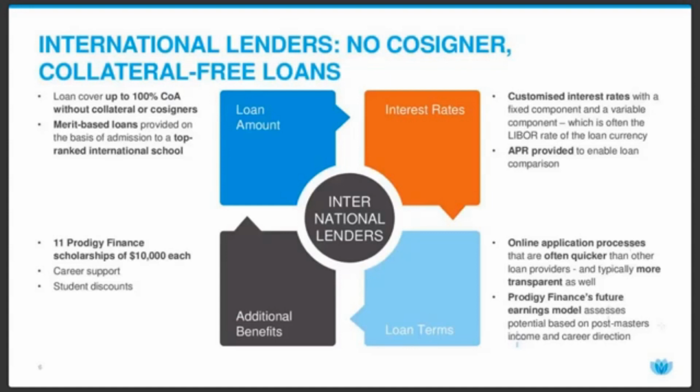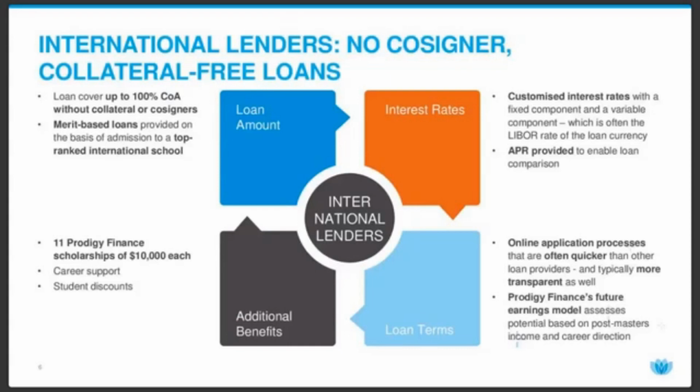If you qualify for that amount, you'll get like 100% COA. These are essentially merit-based loans. So what that means is there might be certain criteria depending on the school they're applying to. It might be, for instance, in the case of Prodigy Finance, you need to have an admit from a top 100 school. So once that is through, the merit part of it is through, then the lender feels, yes, we can now lend without collateral and cosigner because that's the only model they have.